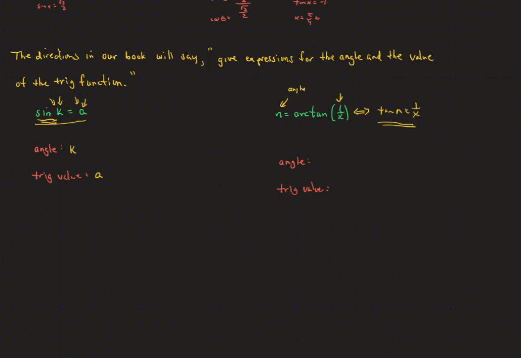The angle is going to be n. That's the answer to an inverse trig function. Inverse tangent, inverse sine, inverse cosine is equal to an angle. It's the angle that gives you the tangent of that, and that's the value of our trig function. In this case, it's the value of that tangent. Okay, good luck.